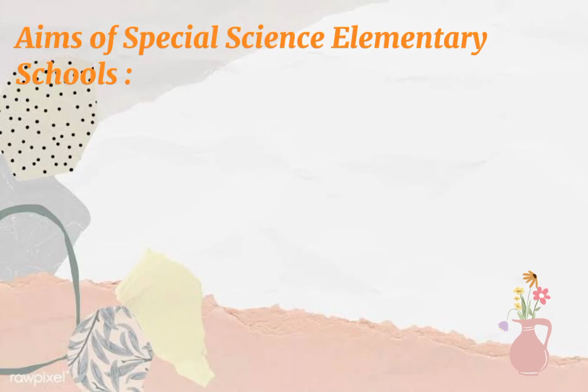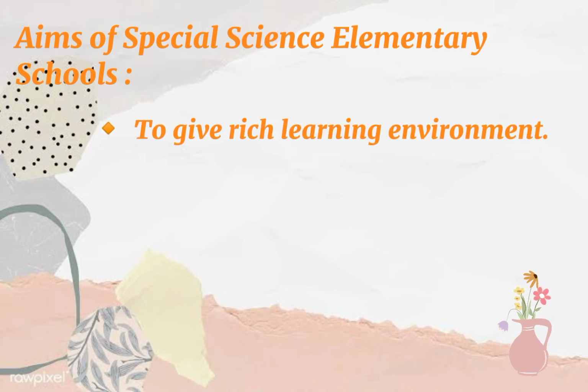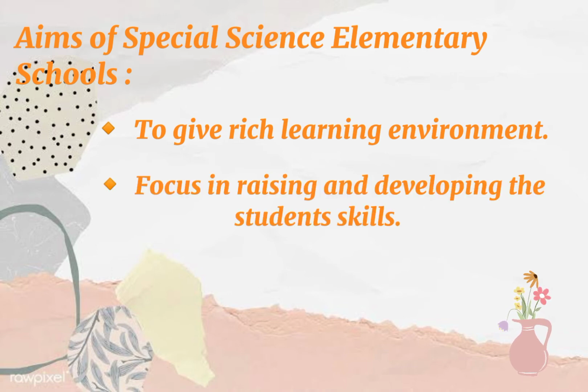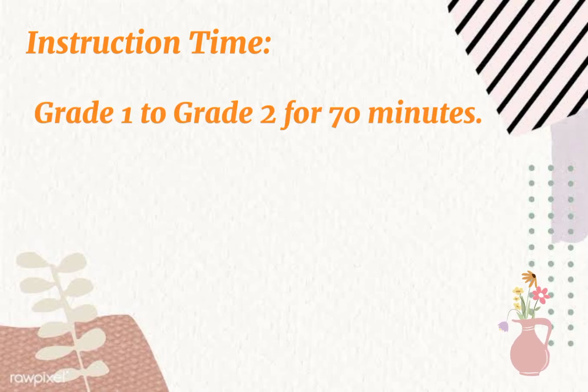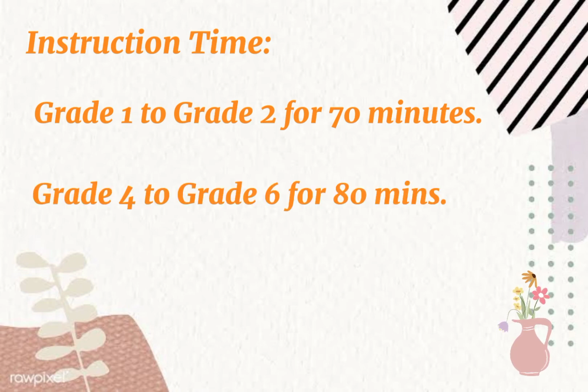What are the aims of this project? First, it aims to give a rich learning environment where they give proper credit to the students' intellectual capabilities, or in other words, they are able to recognize the intelligences of the students. It also focuses on raising and developing skills that would last throughout their lives. In this program, they give extensive instruction time in science, 70 minutes for grades 1 to 2 and 80 minutes for grades 4 to 6. Instruction time may vary depending on the essential needs of the students.